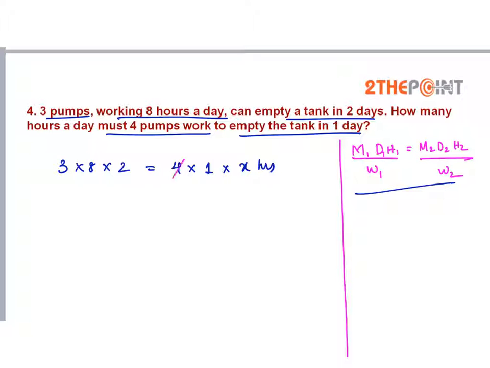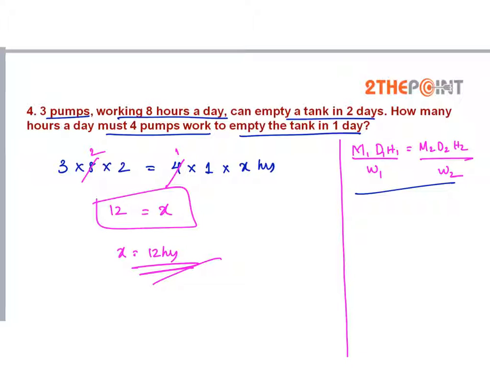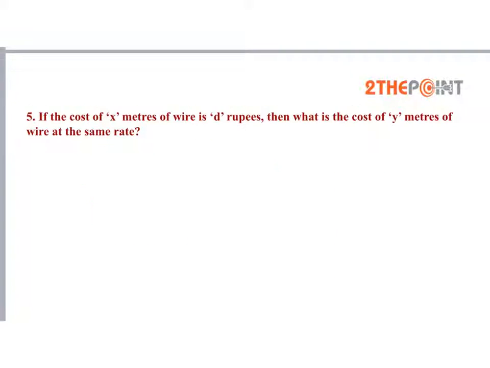Now solve for x. 4 ones are 4, 4 twos are 8, and 3 twos are 6, 6 twos are 12, which equals x. Therefore, x equals 12 hours. So 4 pumps must work for 12 hours to complete the work in 1 day.